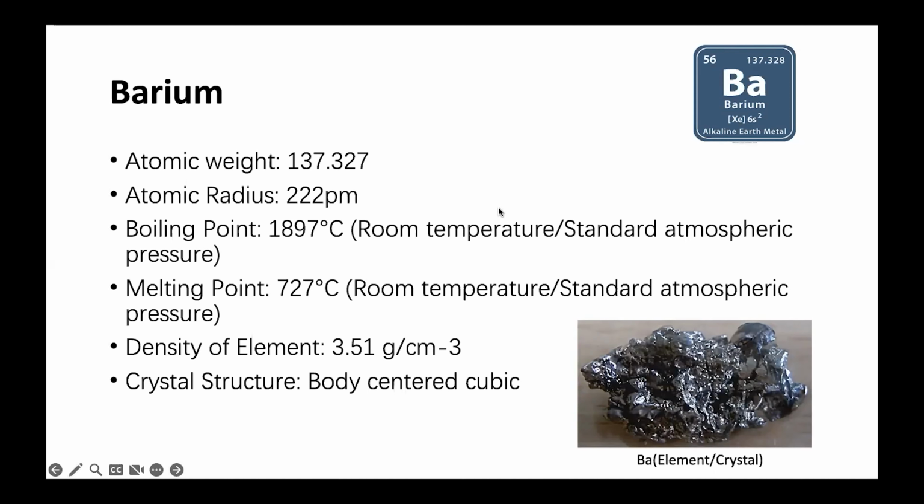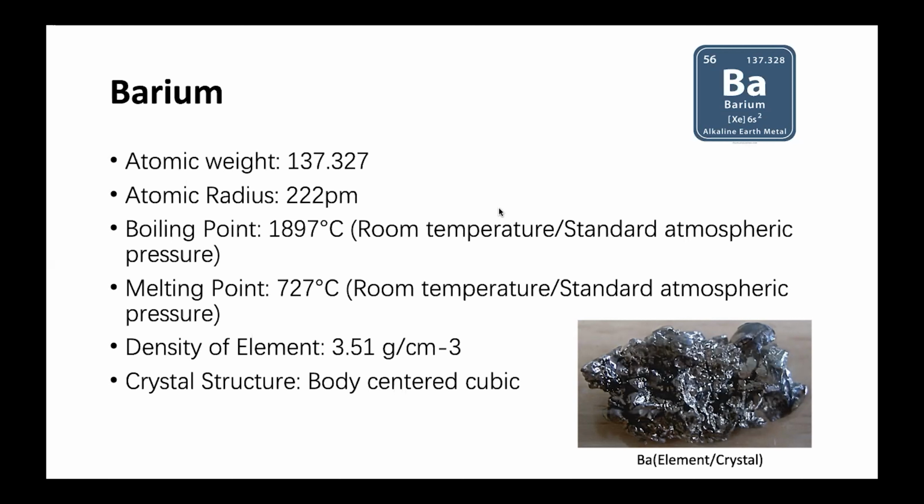So the next element is called barium. Barium was found by an English chemist called Humphry Davy. His other name is the father of inorganic chemistry. Barium has an atomic weight of 137.327, and the atomic radius is 222.